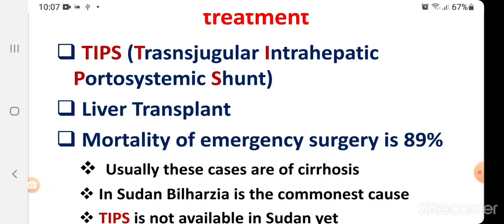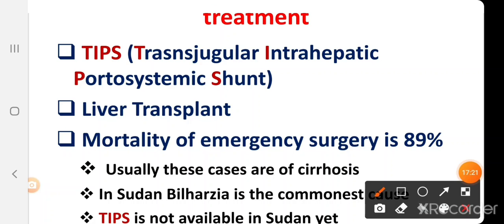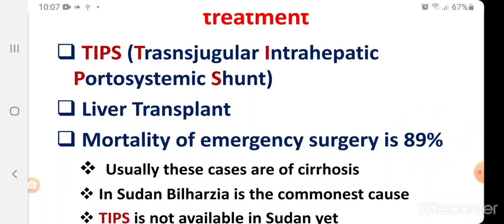Surgery for this was available previously, but the mortality rate of the surgery in these cases is 89%, almost 90%. Of the patients who have surgery, they die on the table. The mortality is very high, and because of this it was abandoned. They left it. In the West, they stopped doing these operations because the mortality is very high.